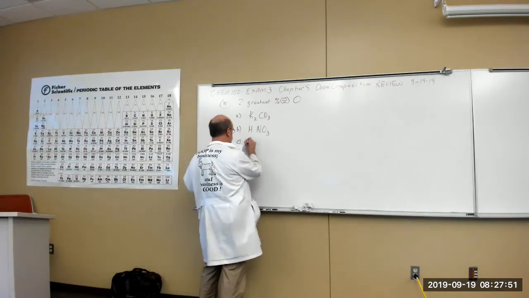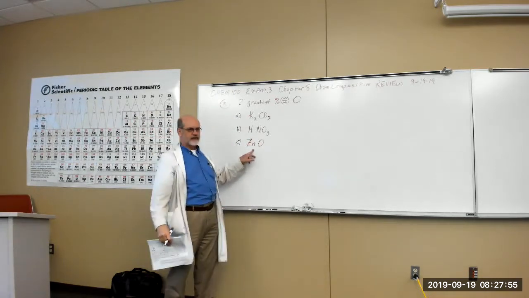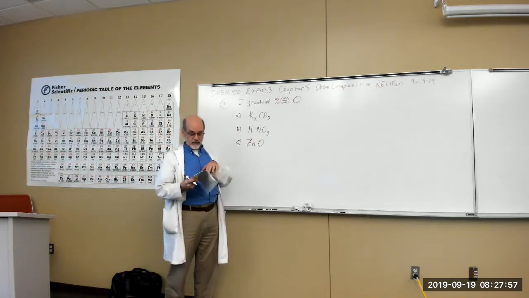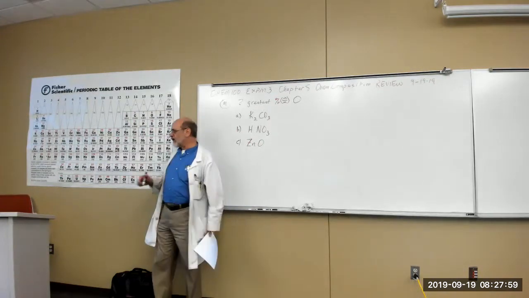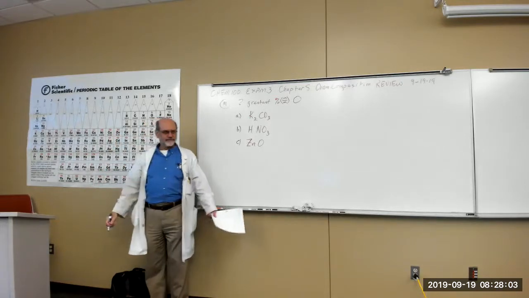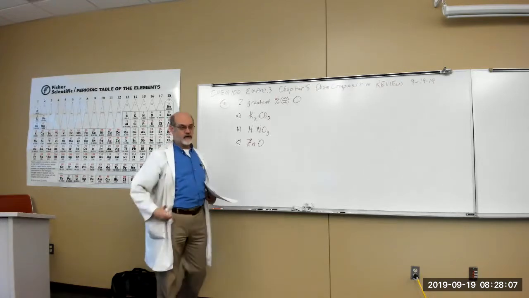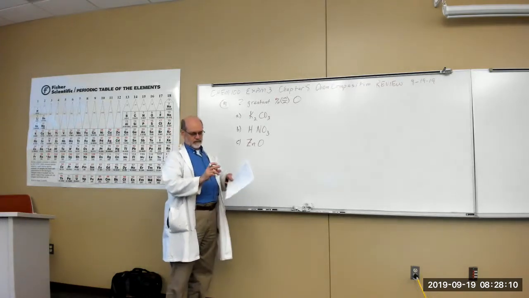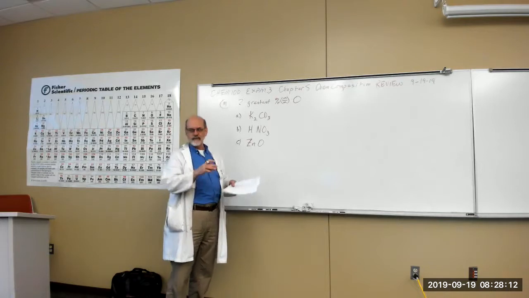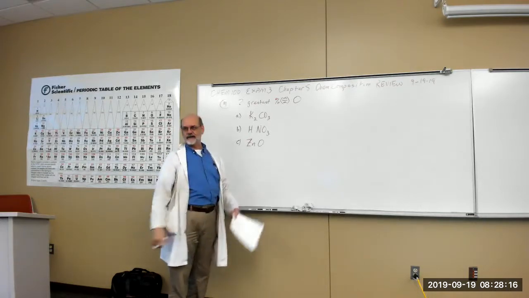Zinc 2 oxide would be that, because oxygen's 2-, zinc is 2+. We're saying it's 2+ here, but if you know your periodic table, you know that zinc is always 2+. So you could just say zinc oxide. And that's what you'll see on your tube of butt cream. It'll just say zinc oxide.